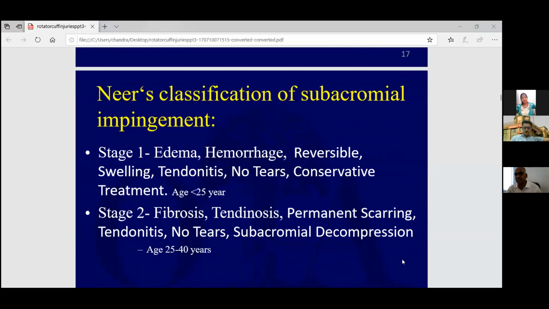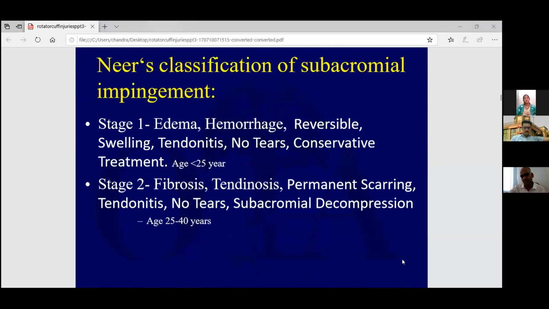Then the Neer classification is also there, according to subacromial impingement. Stage one: what happens here? Edema, hemorrhage, and reversible swelling. So here reversible changes are there, with no irreversible changes in stage one. So it is easily treatable by some drugs or exercise.